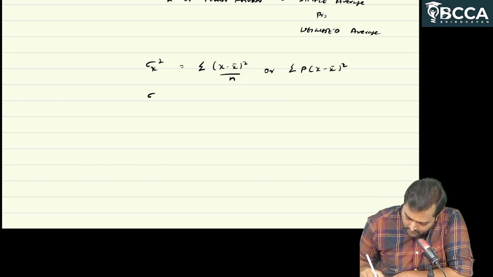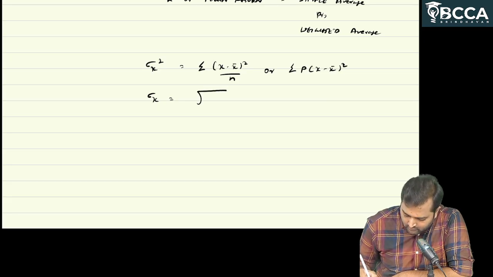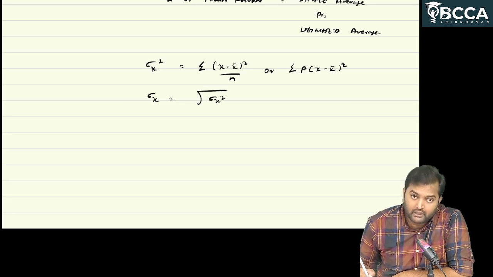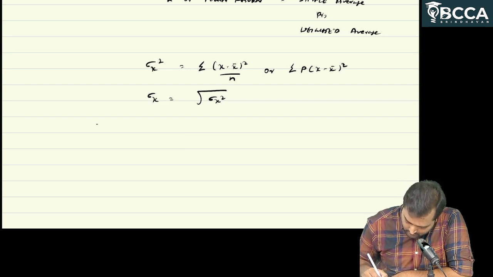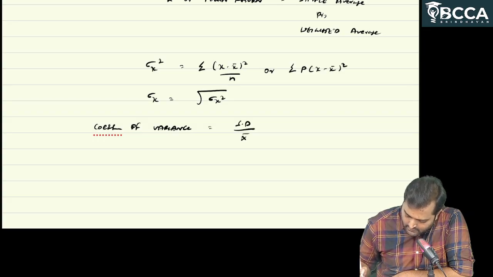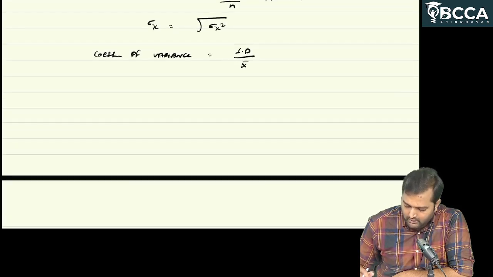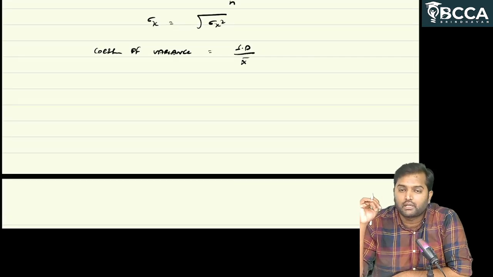And next, sigma x is equal to standard deviation: sigma x is equal to the square root of variance. And next, coefficient of variance is equal to standard deviation divided by x bar.